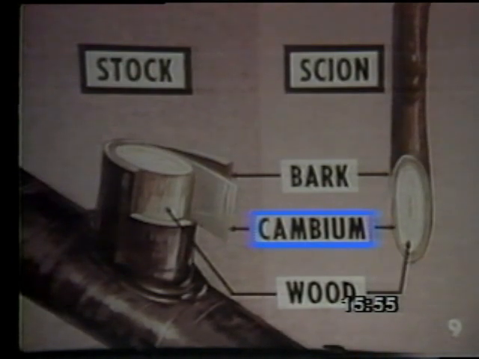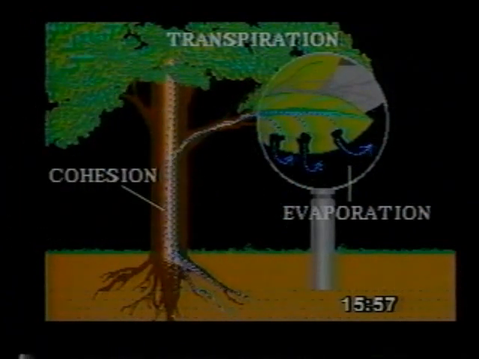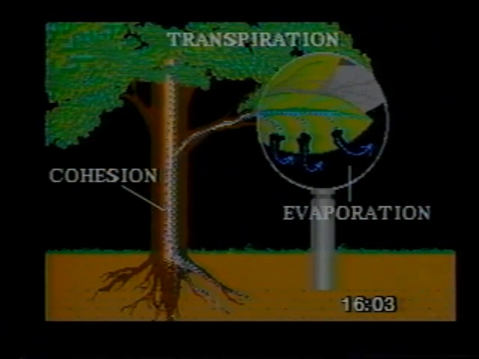Sap goes up the tree in an interesting way. Transpiration is the evaporation of water. Cohesion is the attraction or gluing of one particle to another. As the water evaporates, transpiration, it creates a vacuum which draws the sap below in a continuous supply. The water particles are held together as they move up the stem by cohesion.